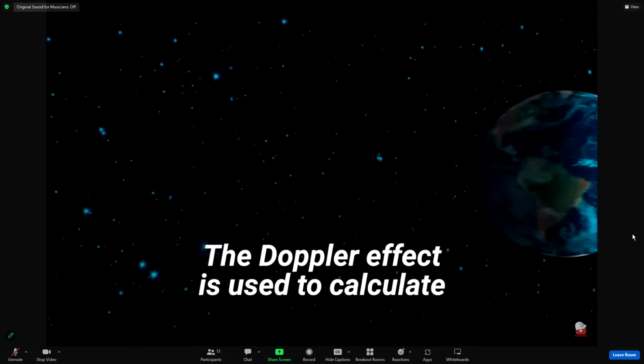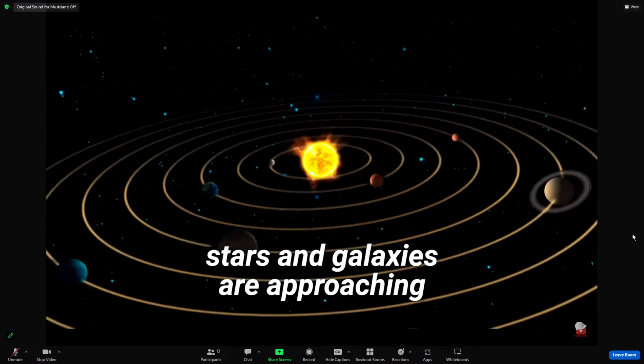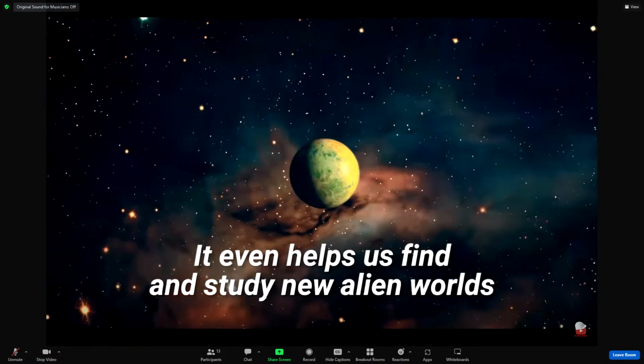In astronomy, the Doppler effect is seen from us. It even helps us find.